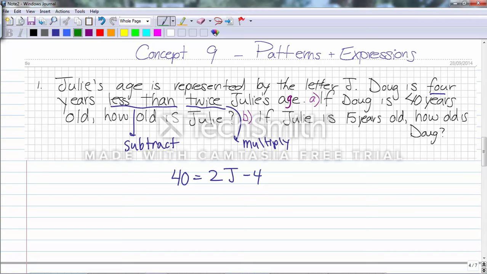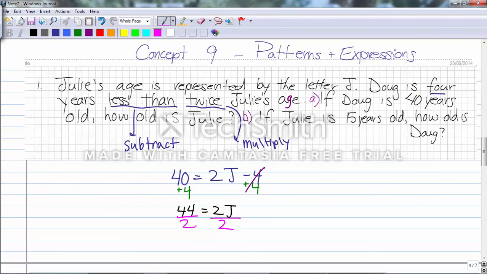Now, proper algebra, again, you could do guess and check, but I want to isolate my variable, get J by itself. So I'm going to add 4 to both sides. And just like that positive, negative thing, they cancel out. So I'm left with 40 plus 4 is 44 equals 2J. All right, almost there. J has to be by itself. I'm multiplying 2 times J, so to undo the multiplying, I'm going to divide both sides by 2.